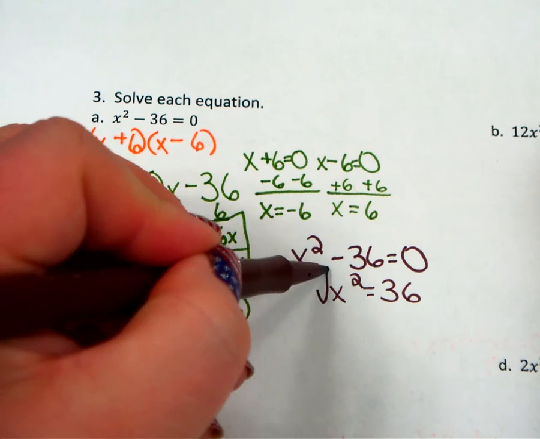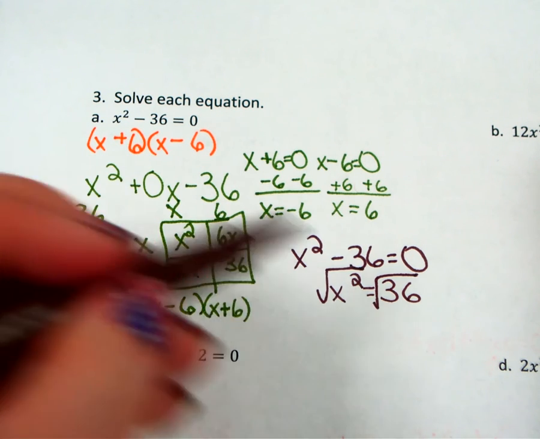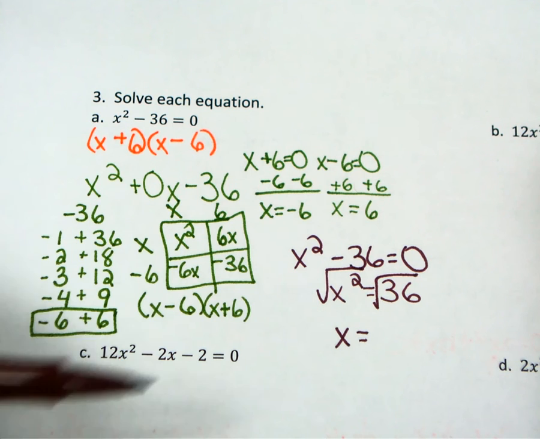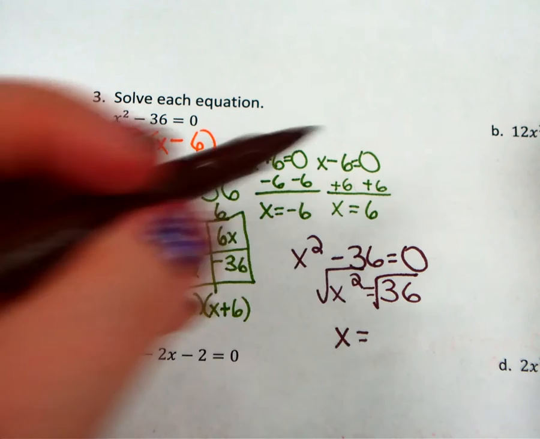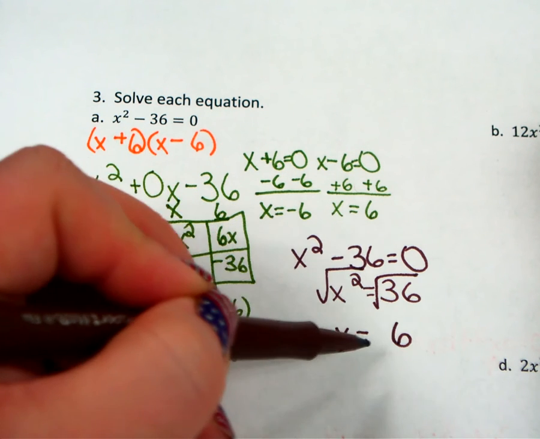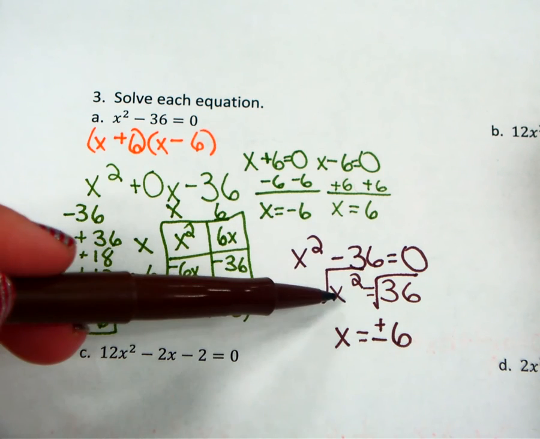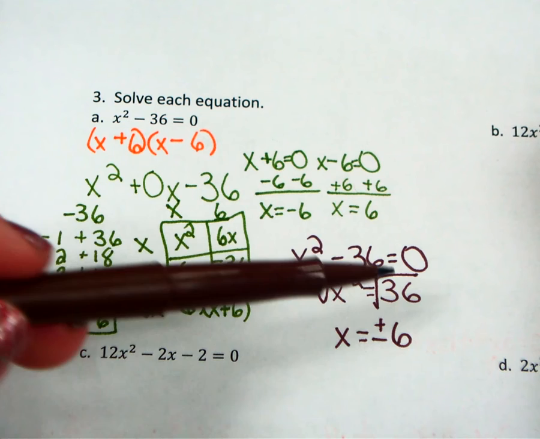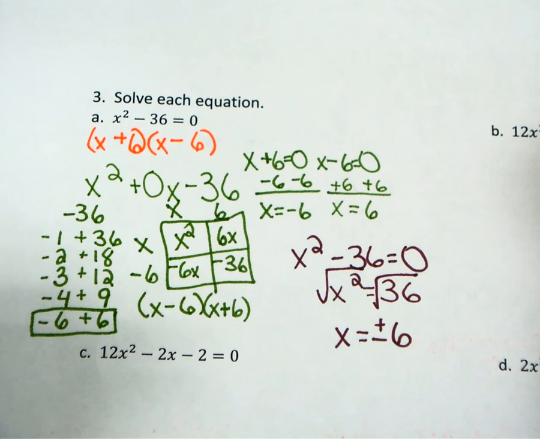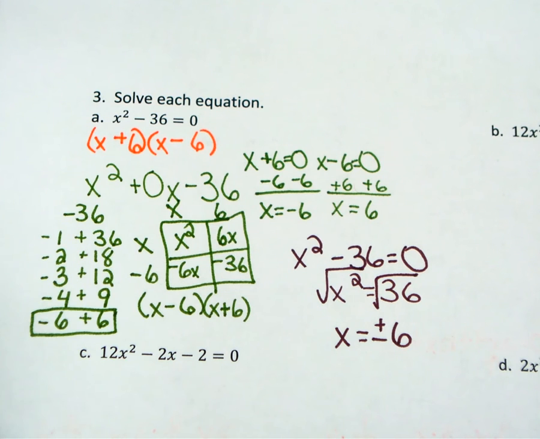To get rid of a square, I would square root both sides. And there are 2 numbers that I would write here. Positive 6 and negative 6. Because I could take negative 6 and square it, or I could take positive 6 and square it. Both would give me 36. Both of those would work. So that's 3 different ways to get to the same answer.